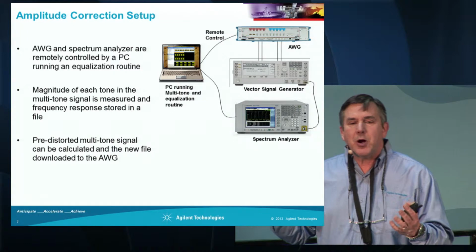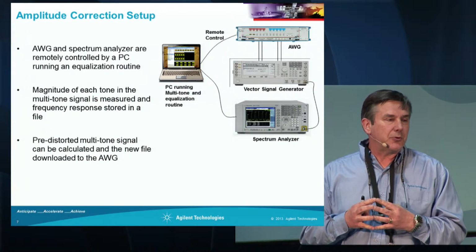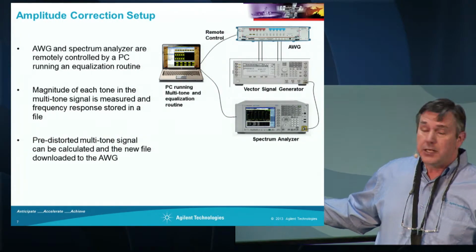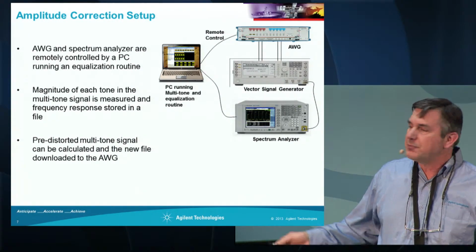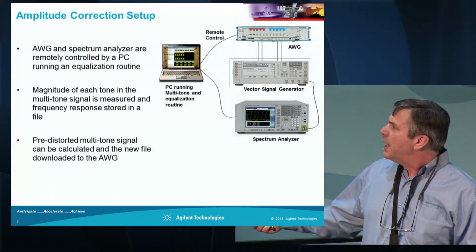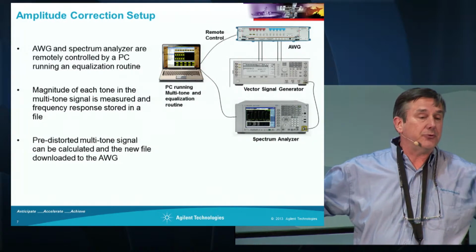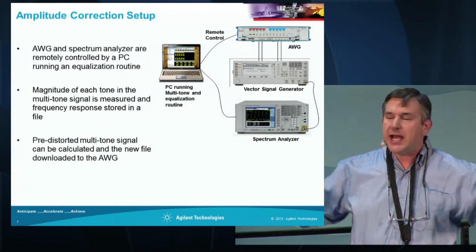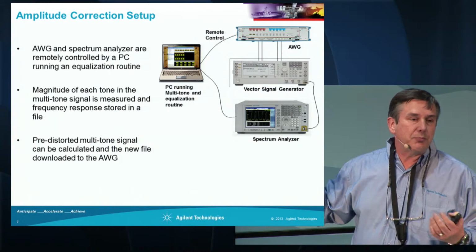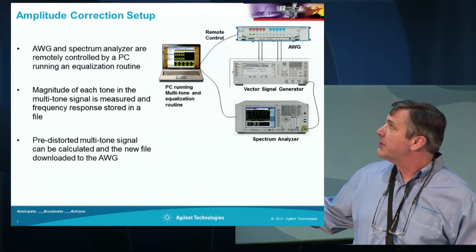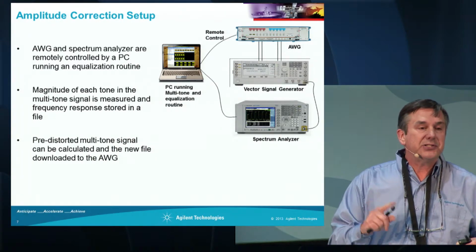Now, we may want to do some amplitude and phase corrections on our waveforms. And one way, the classic way that we do that with signal generators, is to take the waveform, play it, measure it with a signal analyzer of some sort, could even be an oscilloscope, perhaps put a number of tones for a multi-tone signal, measure the flatness, and then pre-distort that waveform file, download it again into the arbitrary waveform generator and play it back. So that's the classic way.